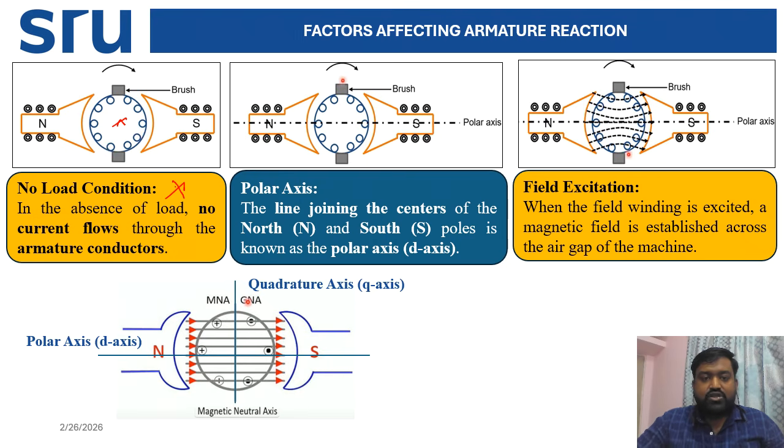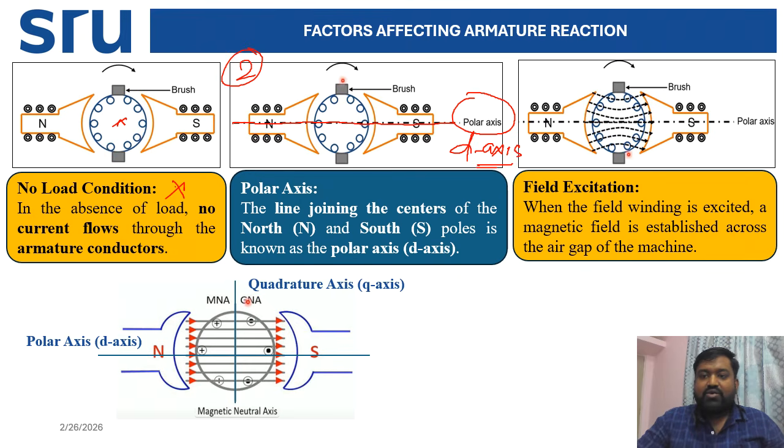Now you see, it is a two-pole machine, because there is a north pole as well as a south pole. The line joining the centers of the north and south poles is known as the polar axis. If I draw a dotted line through the center of the north pole and south pole, this is your polar axis, or you can say the D axis, or direct axis.